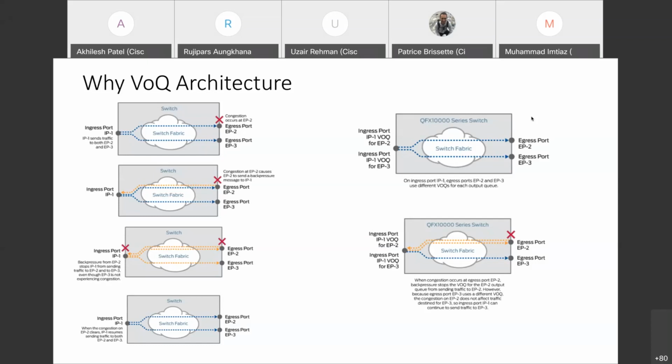But when it comes to the VOQ architecture, if we have ingress port 1, we maintain separate VOQs for each egress port, like we mentioned earlier. So if we have congestion on egress port 2, only the VOQ for that particular egress port will be notified on the ingress side, and based on our QoS configuration, either packets will be dropped or some action will be taken. But only the traffic for egress port 2 will be impacted. Again, we'll go into the detail of the VOQ architecture.